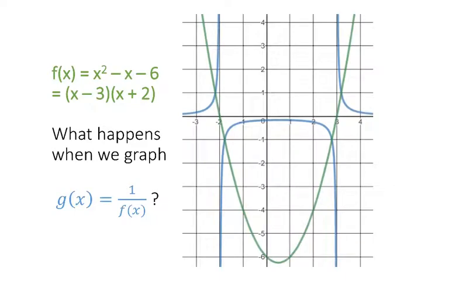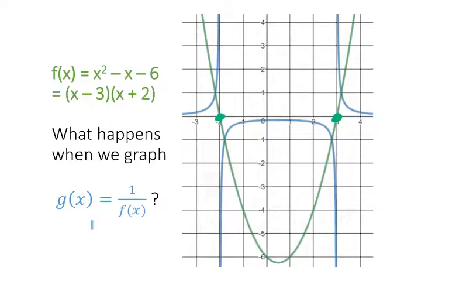So what actually happens when we graph a division by 0? Let's look at this function. f(x) is x squared minus x minus 6. Okay, we can break it into factors like we did with the zeros. And hey, look, there's an x-intercept right there. Here's another x-intercept here. Great. So what happens when I graph this?